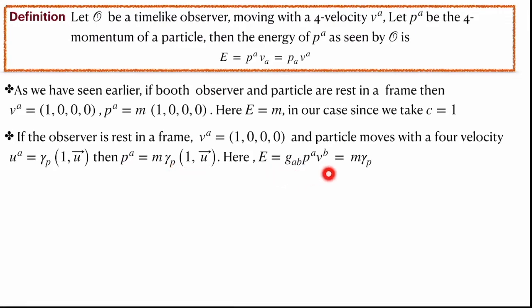And the energy observed by this is that E is equal to g_ab p^a v^b, and we get that it is equivalent to m into gamma_p. The gamma is basically 1 over the square root of 1 minus u squared. So it shows that if an observer is at rest in a frame and the particle is moving with the velocity u^a, the energy of the particle seen by the rest observer is equivalent to m into gamma_p. That means it depends on the velocity of the particle, and of course this particle is a time-like particle.